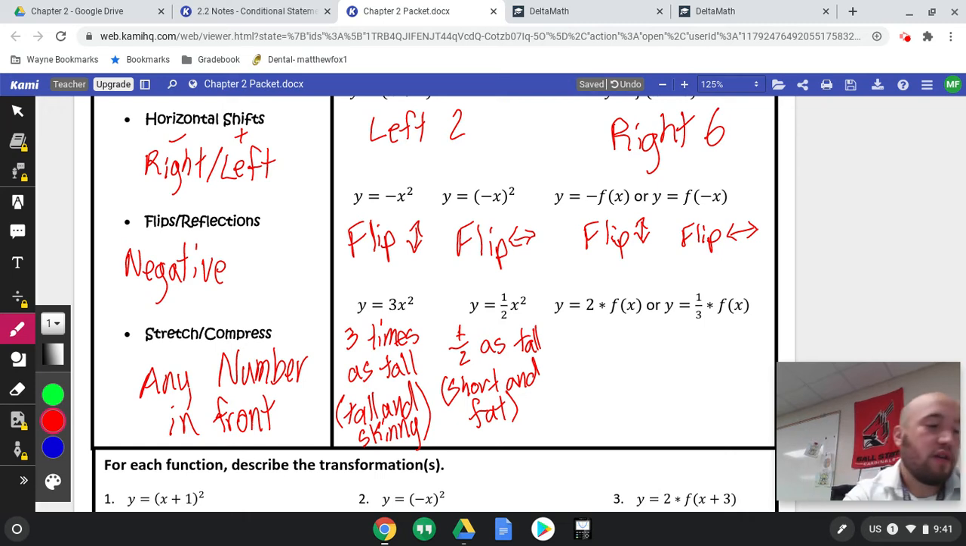All right, now the next one. This one is going to be 2 times as tall. And once again, it'll be tall and skinny. And then the final one, 1/3, that'll be 1/3 as tall and short and fat.